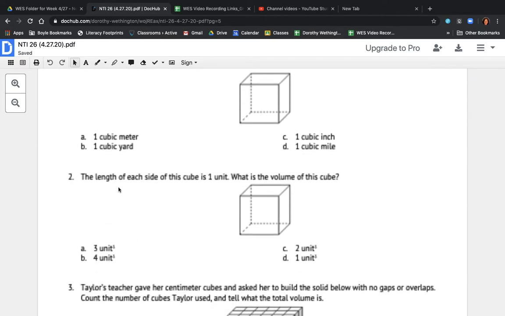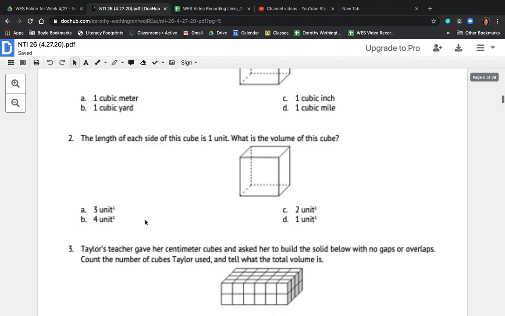Question 2. The length of each side of this cube is 1 unit. What is the volume of this cube? A. 3 units, B. 4 units, C. 2 units, or D. 1 unit?